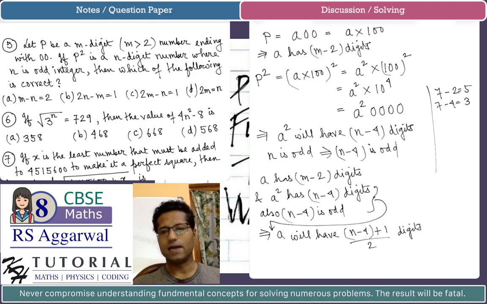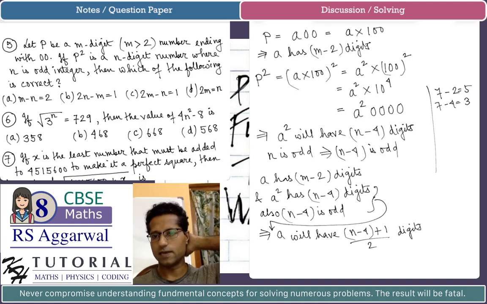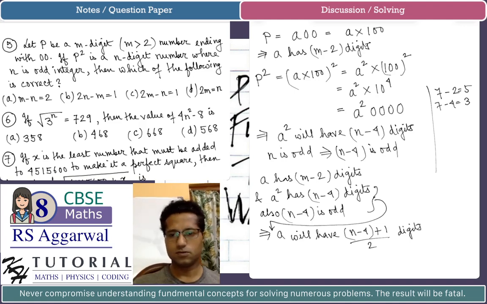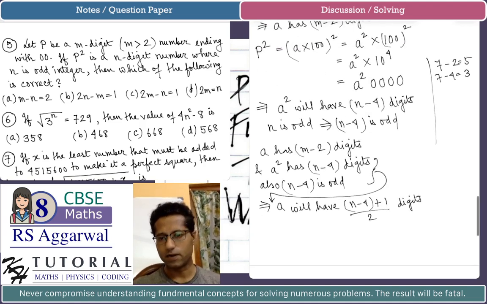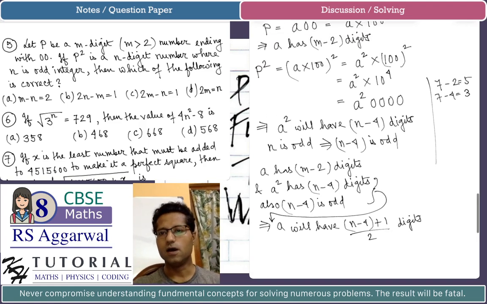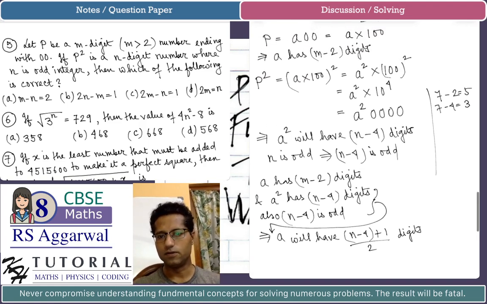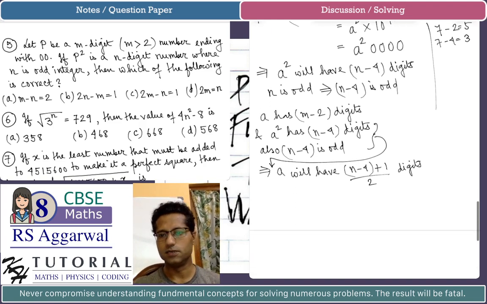Since we know that if a perfect square has n digits, and if that n is odd, then its square root will have n plus 1 by 2 digits. So in this problem, a square, which is a perfect square, has n minus 4 digits, and n minus 4 is odd, so the square root of a square, which is a, will have n minus 4 plus 1 by 2 digits. But as per our assumption, we already have the result that a has m minus 2 digits.